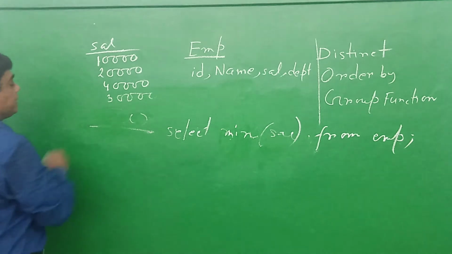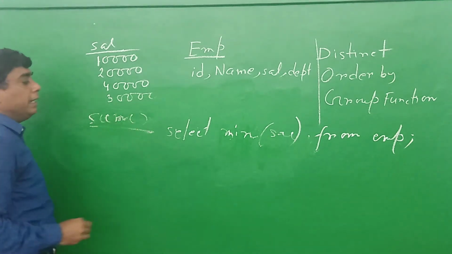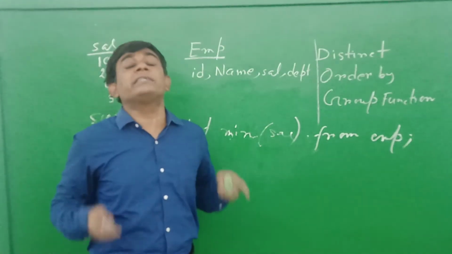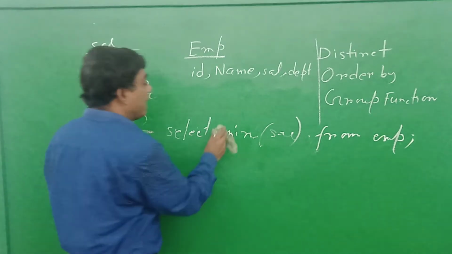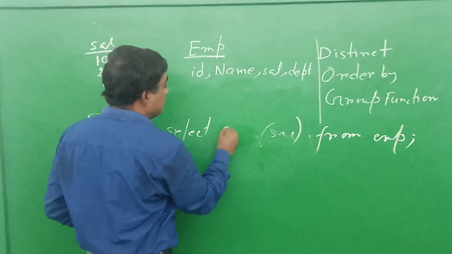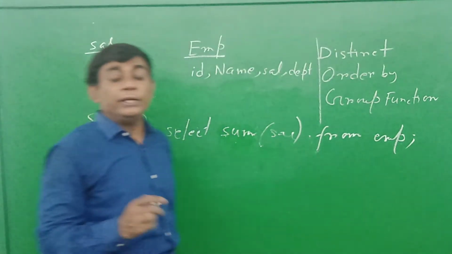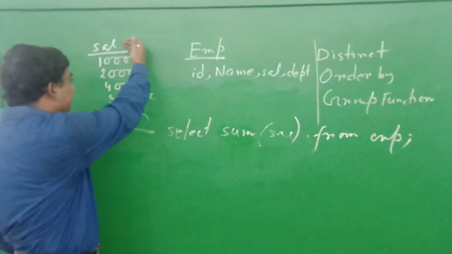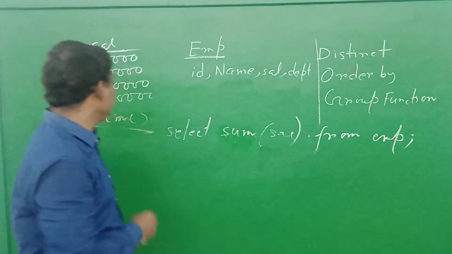Next one is sum. What is sum? If you want to find the total salary from the EMP table, we use sum. Suppose you write select sum within bracket sal from EMP, then it will display the salary after adding all the salaries. Sum is total salary.